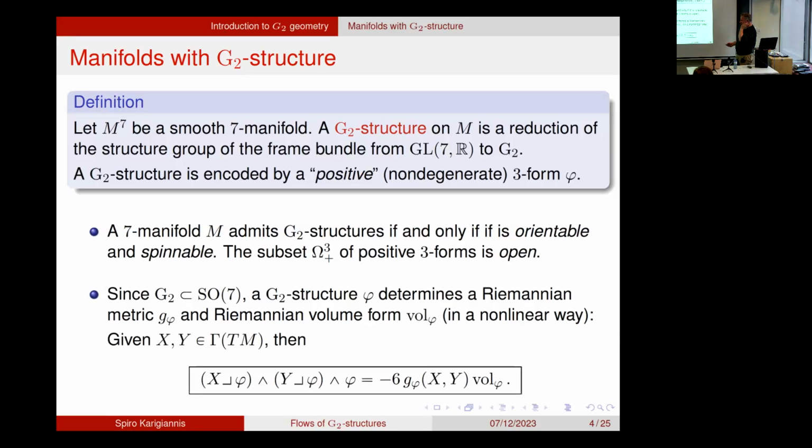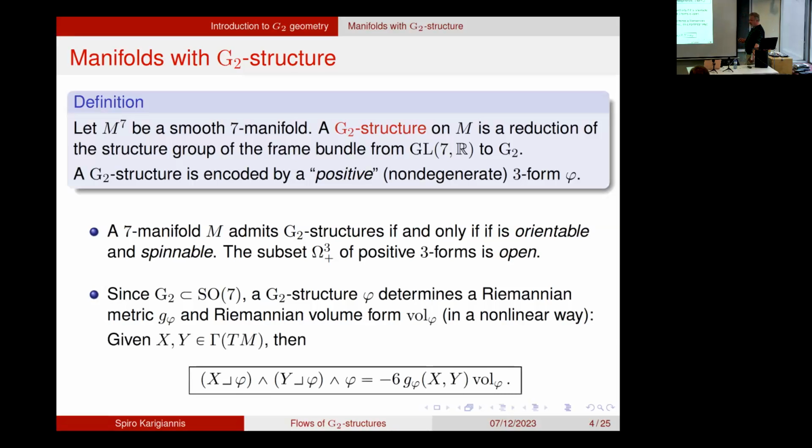The left-hand side here only has phi in it. And this expression is symmetric in these two vector fields x and y, and it's a 7-form. It's a top form. So this constant is not so important. It's some constant times g of x, y times the volume form. So from phi, you can determine g times the volume form. And then because you know it's a 7-manifold, you can extract separately the metric g and the volume form.